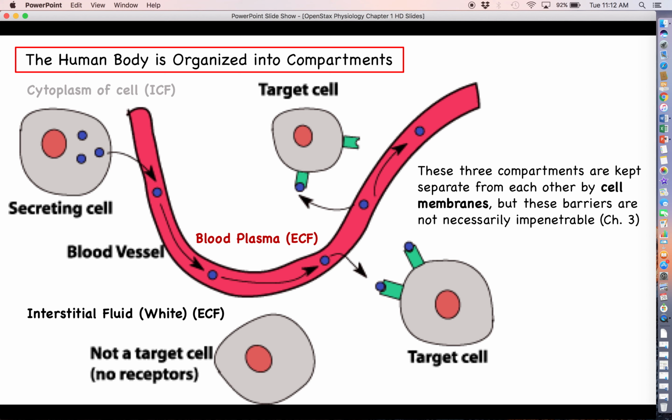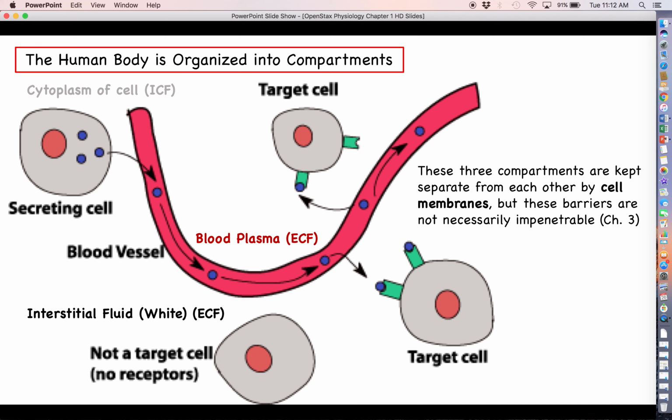The first of which you can see in red here. This is your blood plasma. So this is the actual fluid part of your blood. Basically, the blood plasma is everything about your blood with all the cells taken out. So no red blood cells, no white blood cells, no platelets. So your blood plasma is one type of extracellular fluid. So this is extracellular fluid that is contained within blood vessels and circulates throughout the body.